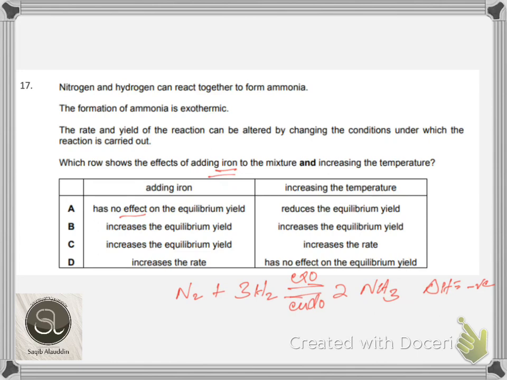I think the first statement of option number A itself is enough, but I'll still look at the effect of increasing temperature. When you increase the temperature, we know the endothermic side is favored. In this case, the backward side is favored. When the backward side is favored, of course, the yield of ammonia will decrease. It reduces the equilibrium yield. So option number A is the correct option.